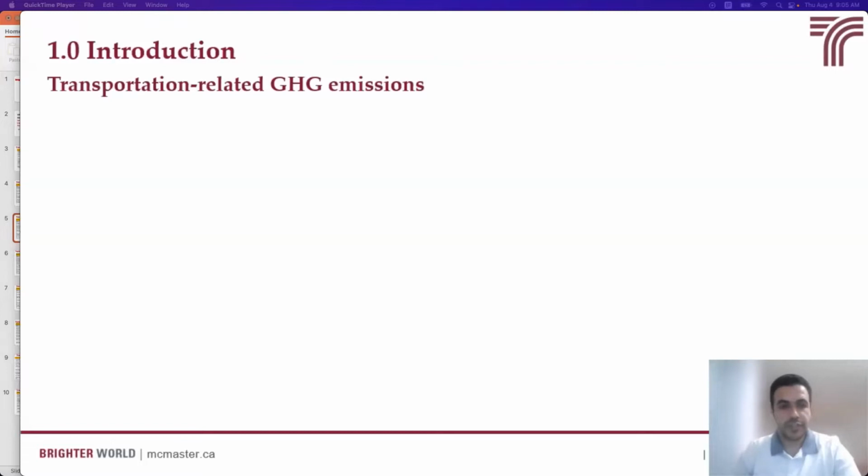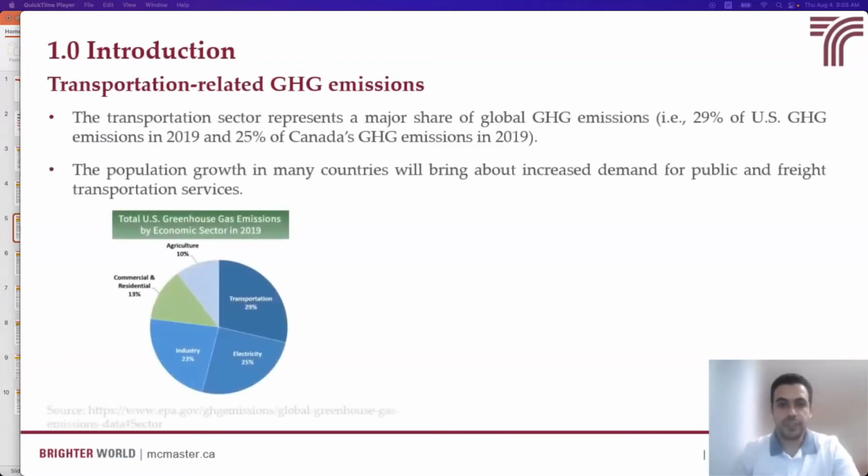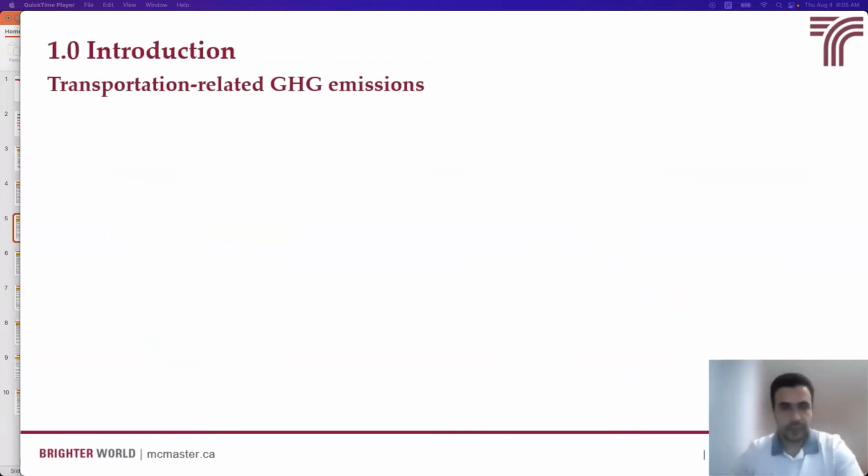Today one of the main challenges facing our planet is the global warming problem, which is related to greenhouse gas emissions. The transportation sector represents a major share of global greenhouse gas emissions. For example, 29% in the US and 25% in Canada. In addition, the population growth in many countries will bring about increased demand for public and freight transportation services, which will increase the transportation-related greenhouse gas emissions.